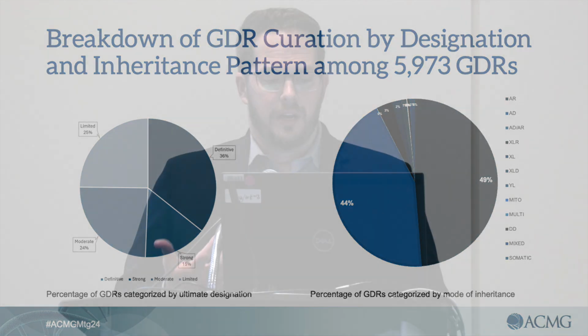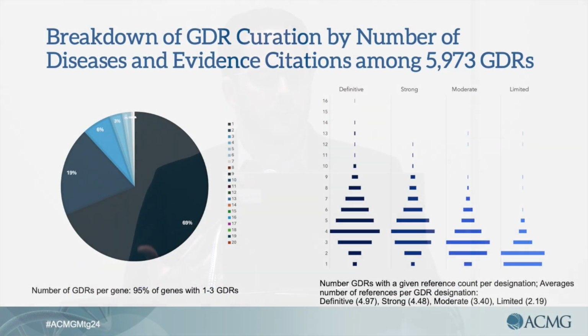This is a further breakdown. This is now describing, for each of the genes in the pie chart, how many gene-disease relationships there were. The vast majority of the genes comprising this resultant data set, 70%, had one gene-disease relationship associated with them. But there were a number, as you can see, 19%, 6%, et cetera, that had 2, 3, and more gene-disease relationships associated with them based on the evidence.